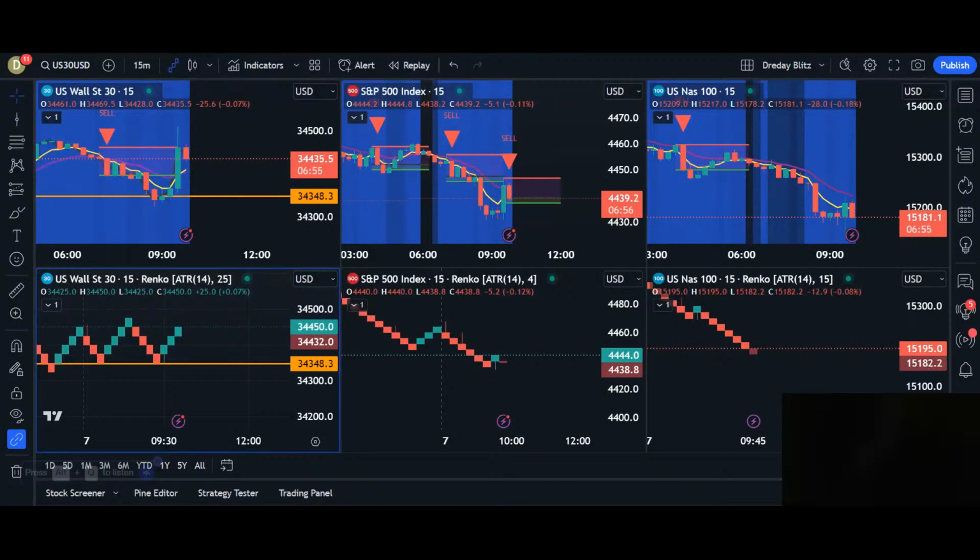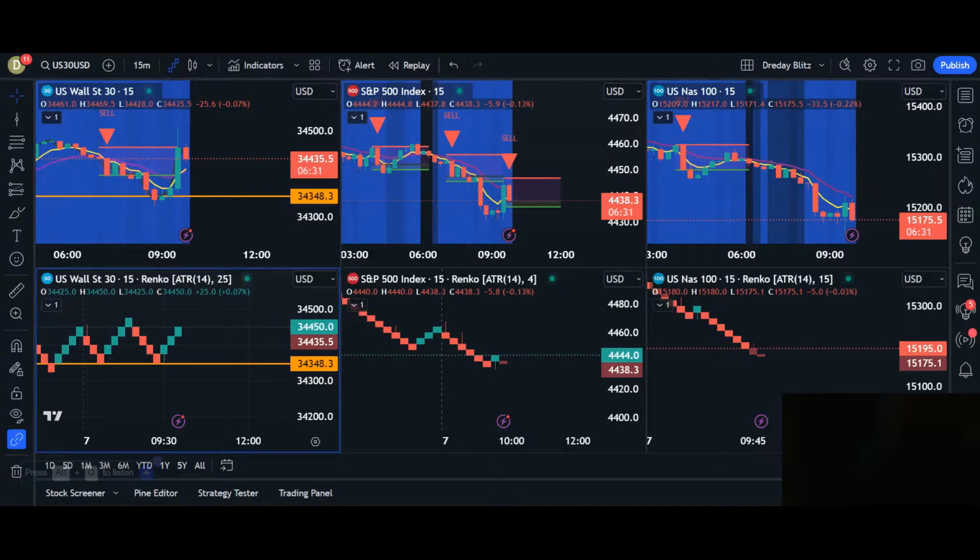And it not only works on the 15 minutes, it works on any time frame. So if you're a swing trader, it's going to work. If you're a scalper, it's going to work. So it works for any type of trading condition and any type of trading style.